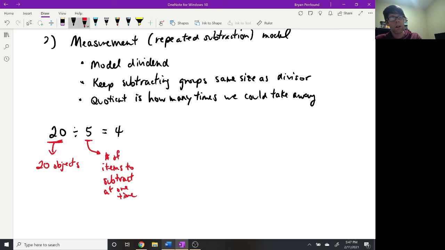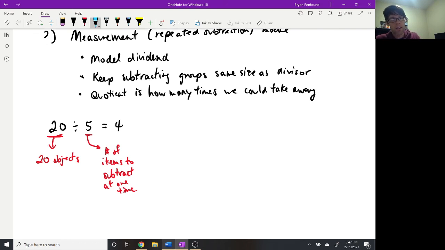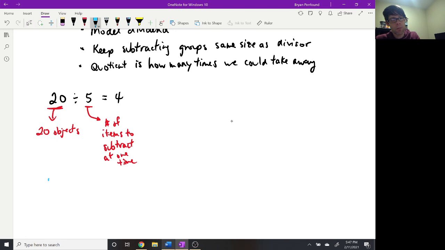Okay, so our step 1 is going to change slightly. Step number 1 is now to model the dividend. And we can do this just using small dots. Usually what we would do is maybe use some of the base 10 blocks, but for the purpose of our notes, let's just draw out 20 things.